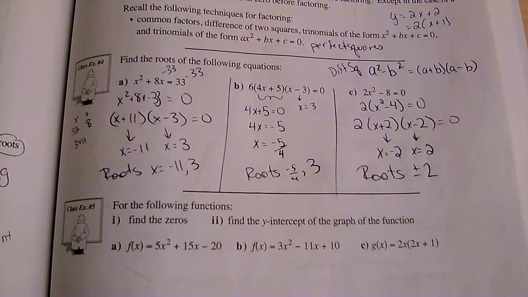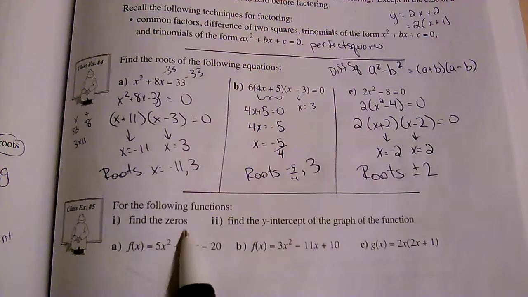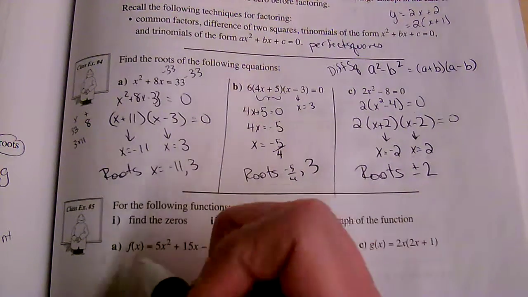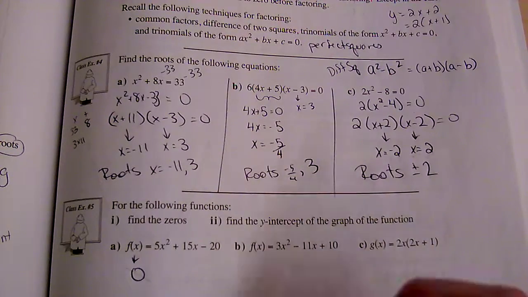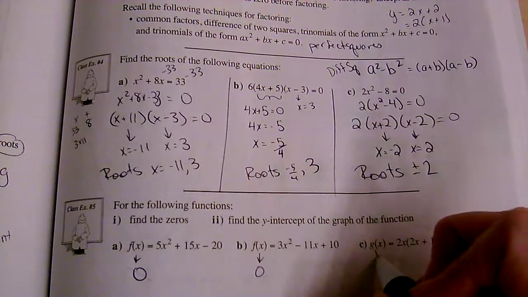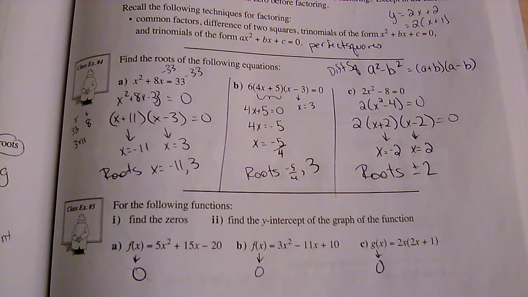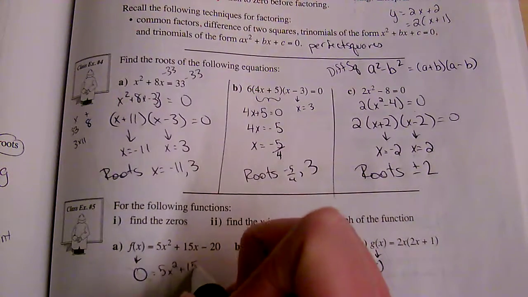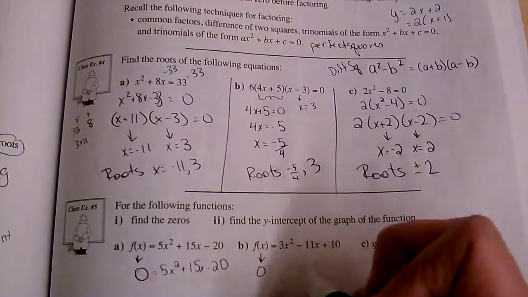So let's talk about zeros and y-intercepts. So for the following functions, find the zeros. Okay, so finding zeros, that means I'm setting my f of x, or it could be anything, here it's a g of x, equal to 0. And then I just rewrite out all those equations.